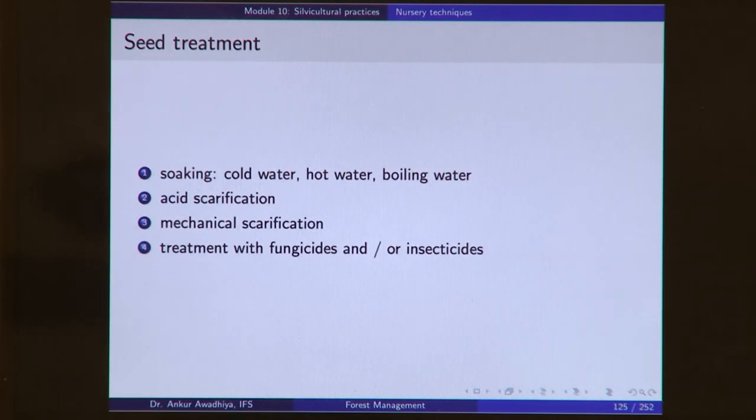And as we have seen before sowing, the seed is also given certain treatments, typically soaking either in cold water, hot water or boiling water, or in certain cases acid or mechanical scarification, or treatment with fungicides and or insecticides may also be required before the sowing operation.